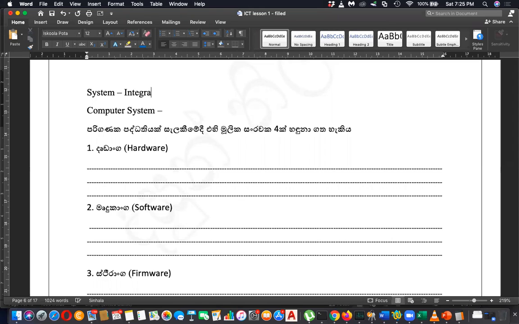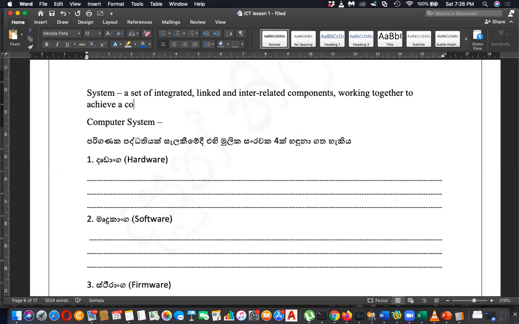The common definition is: a set of integrated components. Not only integrated, but also linked and interrelated. A set of integrated, linked, and interrelated components working together to achieve a common goal or task. That is called a system.